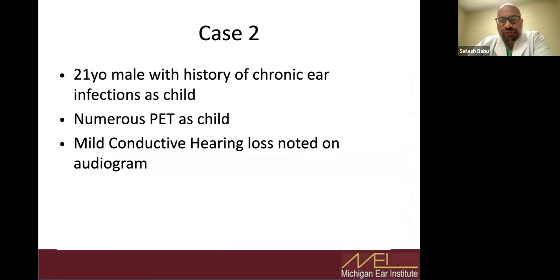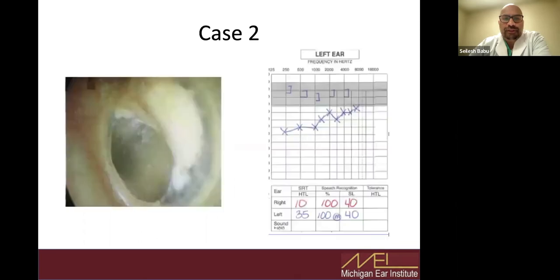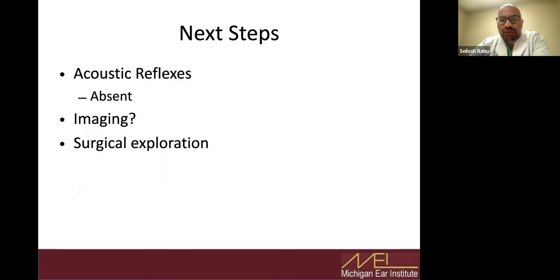The second case, just to illustrate some other topics of middle ear pathology, is a 21-year-old male who presented with a chronic history of ear infections. As a child he had several tubes in the ear and now comes in with a conductive hearing loss in the left ear. And this is the exam of the ear where you see a whitish mass. It could represent congenital cholesteatoma, but when you palpate it, it seems firm, more consistent with tympanosclerosis, with a pretty significant conductive hearing loss.